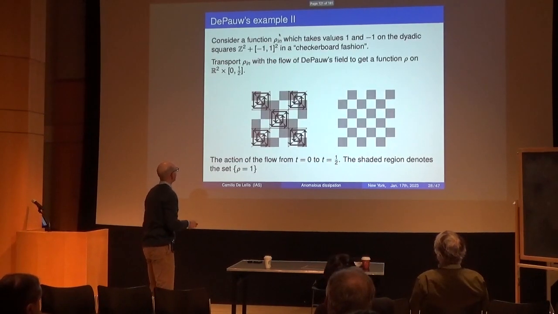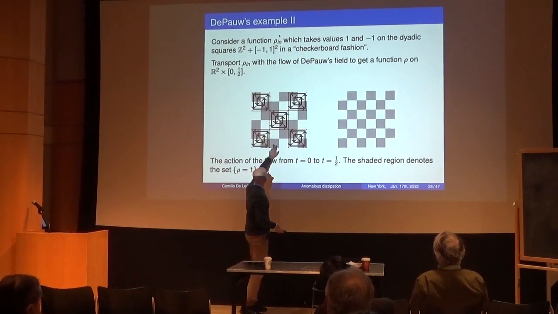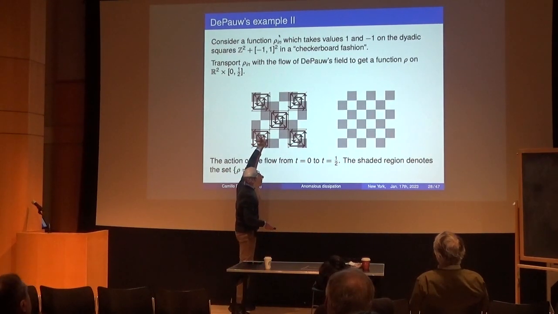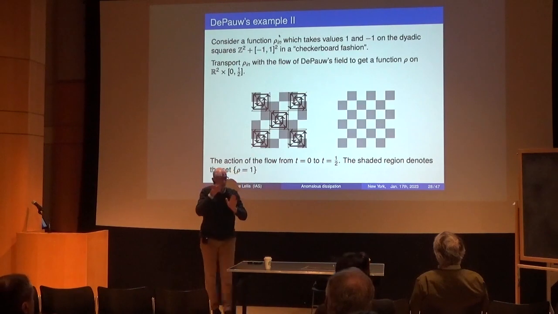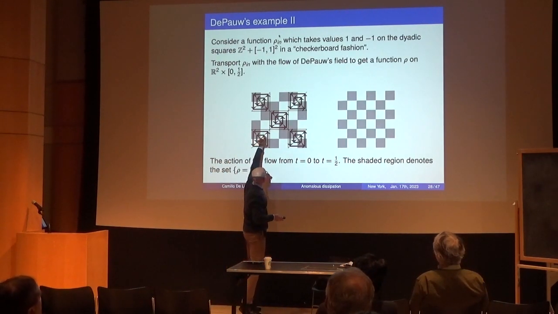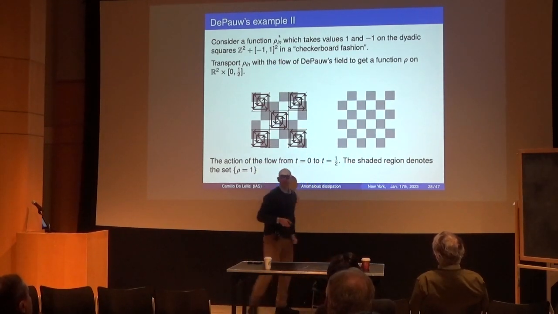And now I flow the initial data from time 0 to time 1/2. So here is what is happening, right? Here I have my checkerboard fashion. So the function is 1, 1, minus 1, minus 1. And then I'm acting with this flow on these skewed squares. So once I wait until time 1/2, this one has rotated by 90 degrees, and so I find this checkerboard pattern. Okay?